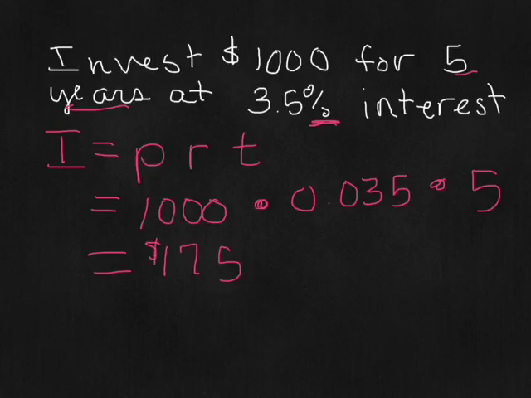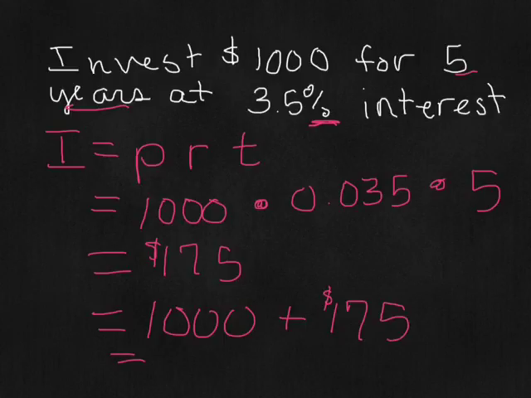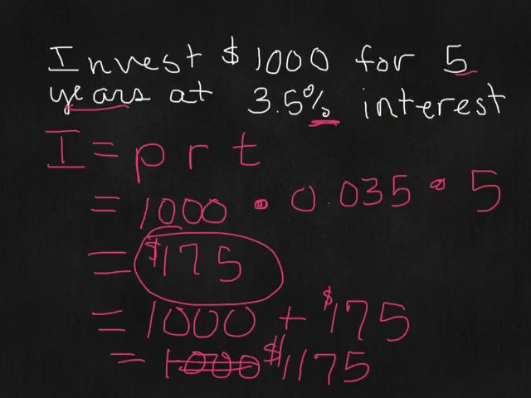$175. So if I put $1,000 in an account for 5 years at 3.5%, when I was done, I would not only have that $1,000, but I would also have another $175 on top of that, for a total of $1,175. So if the question was asking how much interest you earned, you're done here. If the question wanted to know how much you'd have in total after the 5 years, you need to add what you started with plus the interest, and here's your answer.